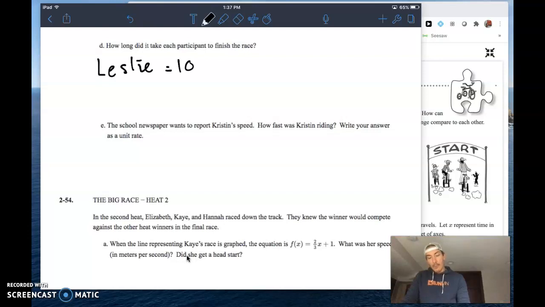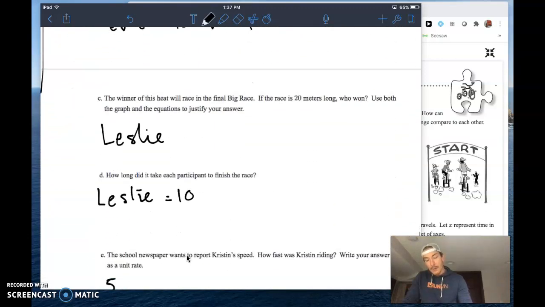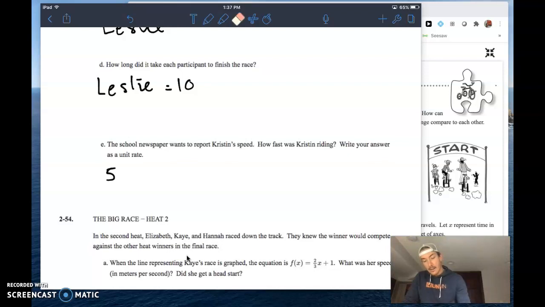Let's see. The school newspaper wants to report on Kristen's speed, how fast she was riding. Write your answer as a unit rate. Well, ladies and gents, we're going to go ahead, and she has that in 5. I'm going to just go back up here and revisit what her speed was. 2 meters every 5 seconds. Sorry about that.